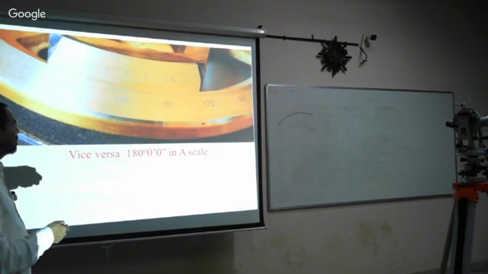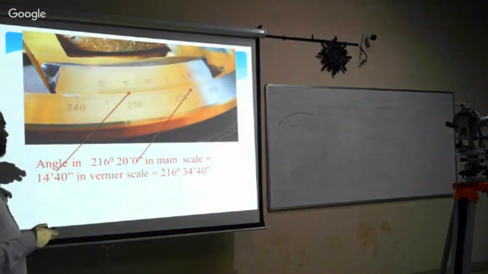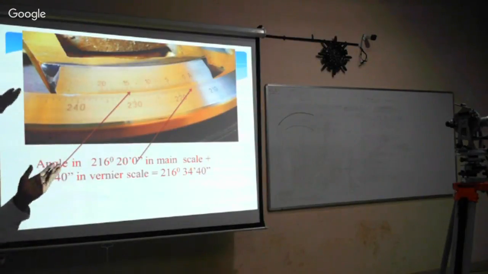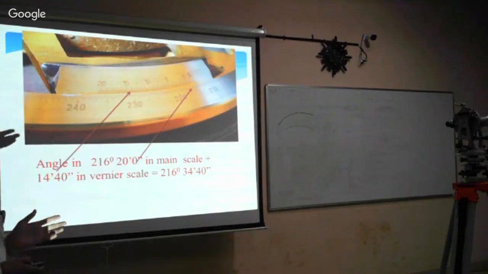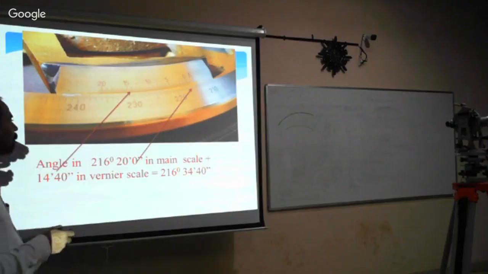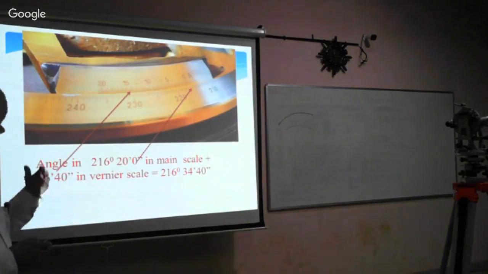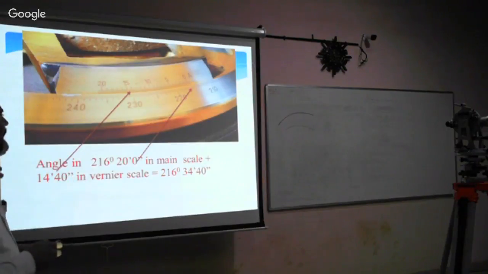Next, we will go to the next. Okay, now you will look at this. How to read, how to take the readings? How to read an angle? To read an angle, see? This is 180, somewhere here, 0. That is 180, the other side, vernier B or A.